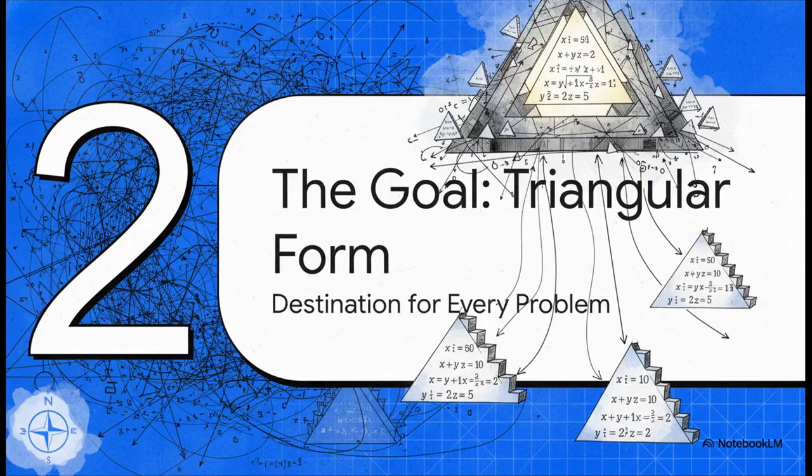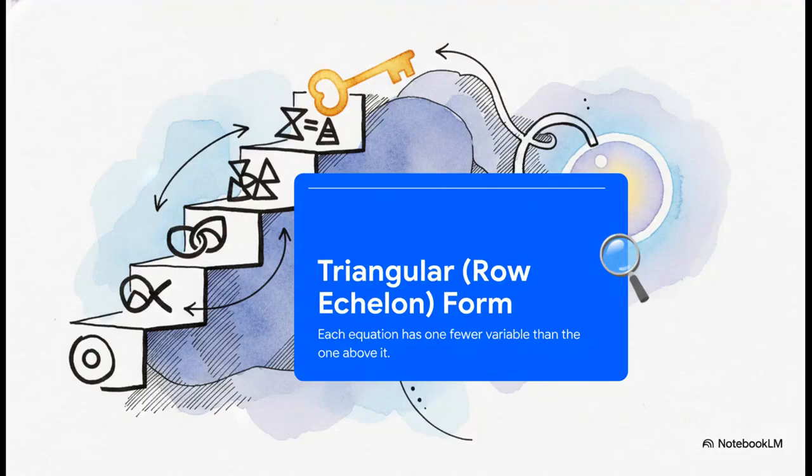Well, you need a clear target, a destination you're aiming for with every single problem. And for us, that destination is called triangular form. Just look at this thing. It's so clean, so elegant. See that stair-step pattern? The bottom equation has just one variable, the one above it has two, and the top one has all three. And that's not just to make it look pretty. That structure is the absolute key that unlocks the solution and makes the final steps incredibly easy.